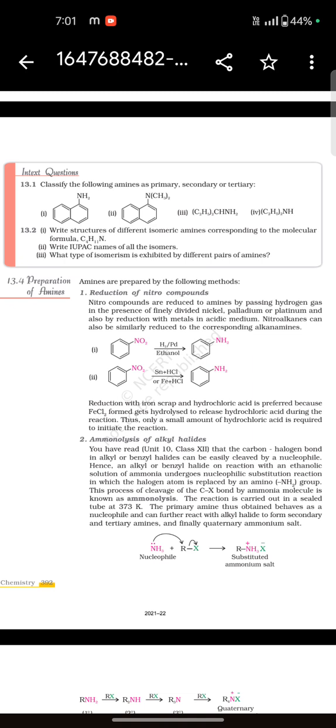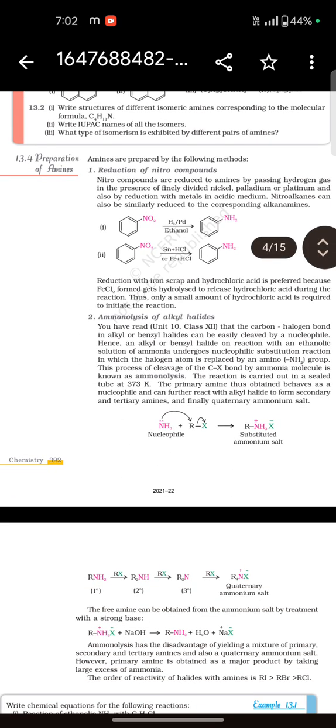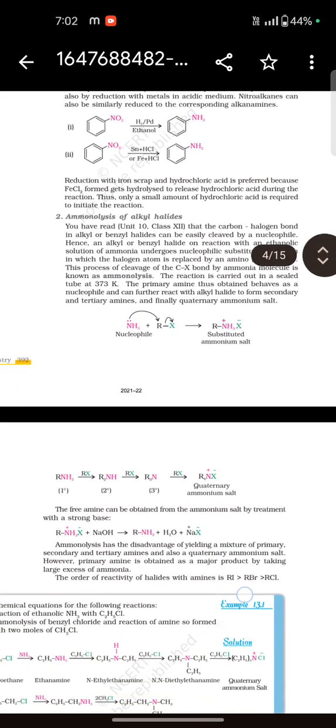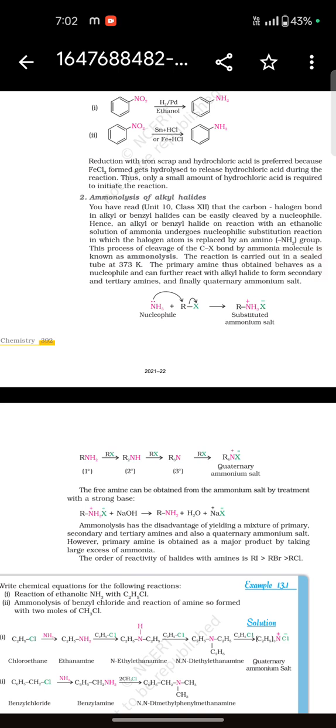The primary amine thus obtained behaves as the nucleophile and can further react with alkyl halide to form secondary and tertiary amines and finally quaternary ammonium salt. NH3, a nucleophile, reacts with RX and gives RNH3+X- substituted ammonium salt. RNH2 reacts with RX and gives R2NH. Again it reacts with RX and gives R3N. Again it reacts with RX. Here it gives R4N+X-, which means quaternary ammonium salt.